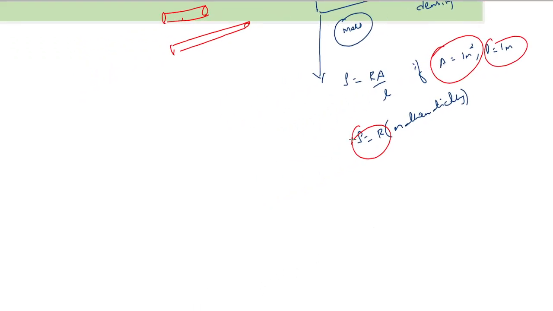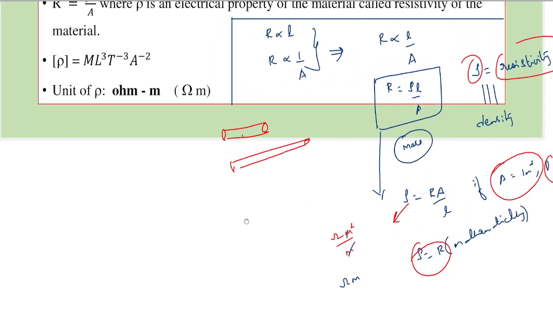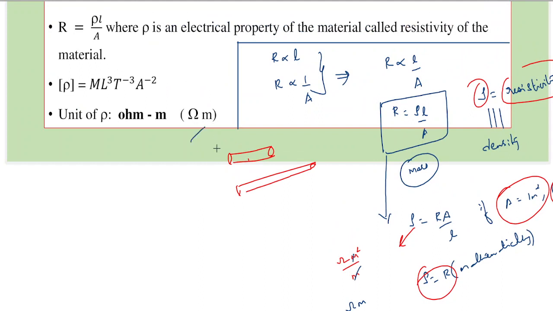Again, from here, if we find its SI unit, then it will be ohm, which is the SI unit for resistance, times meter square by meter. From here we can cancel 1 meter, so it is finally ohm meter. So the SI unit of resistivity is ohm meter as given here. Verify and find its dimensional formula.